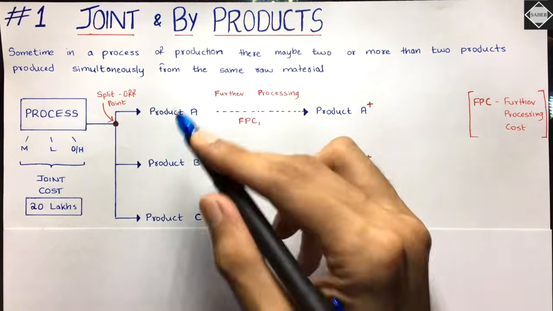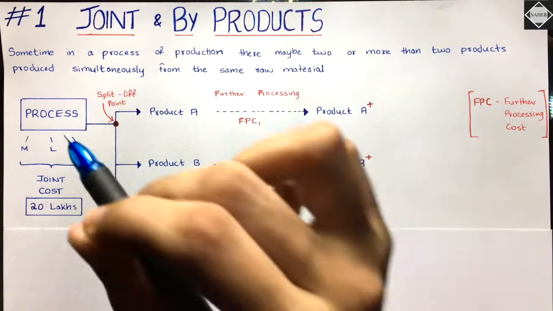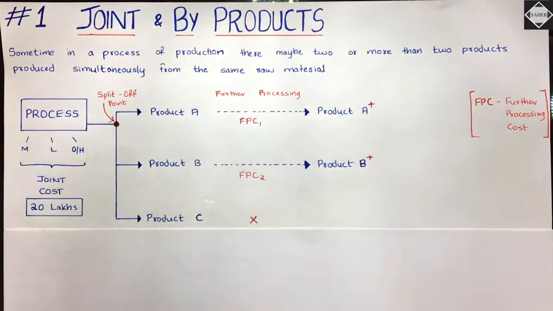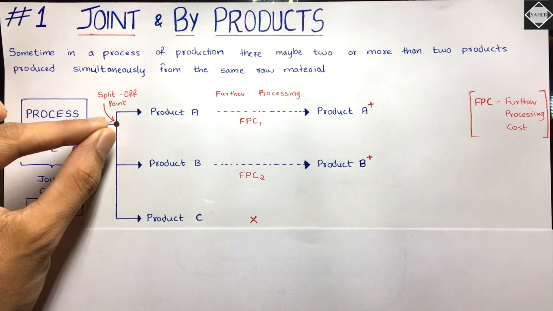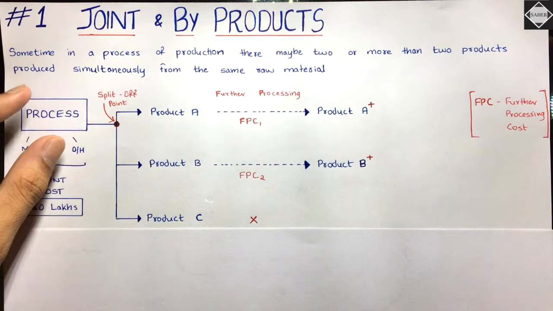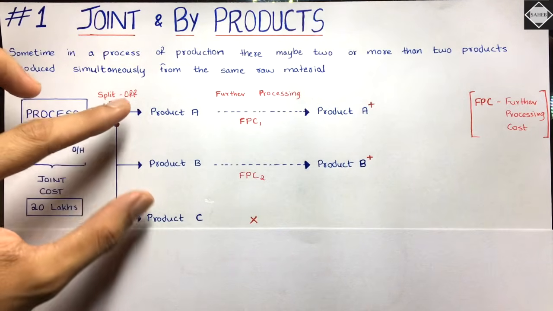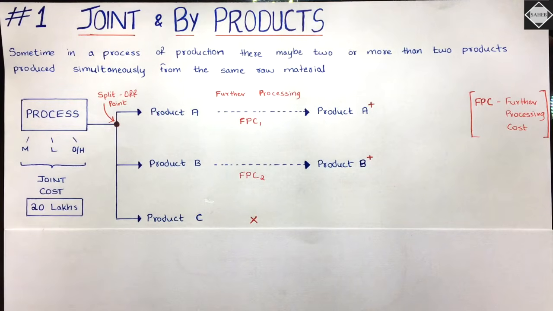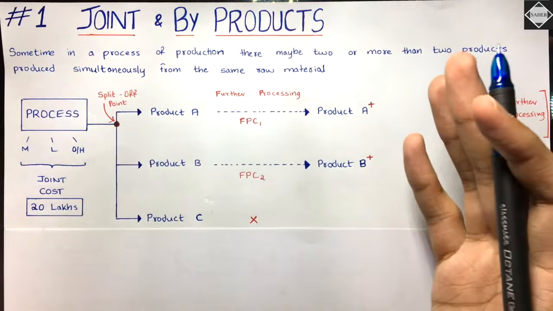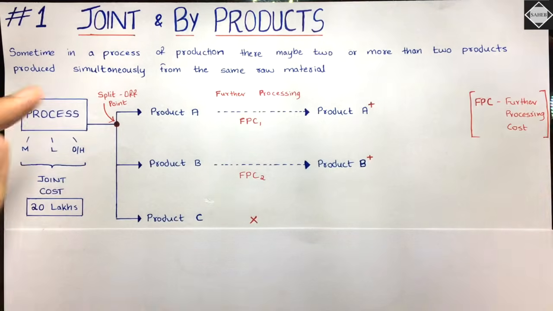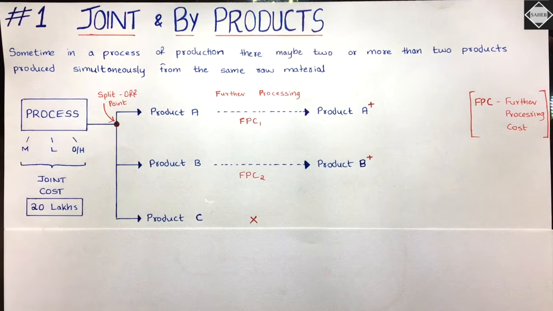Okay, so we have product A, product B, product C. Fine. And at the point where this separation happened, we had only one process, we were processing them, but there came a point when separation took place. From one process, one output was supposed to come out, but what happened? There came a point where different outputs came out: product A, product B, product C. This point is called the split off point, where some things are getting separated. It's also called the separation point.